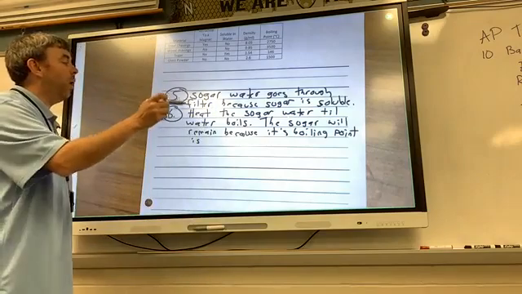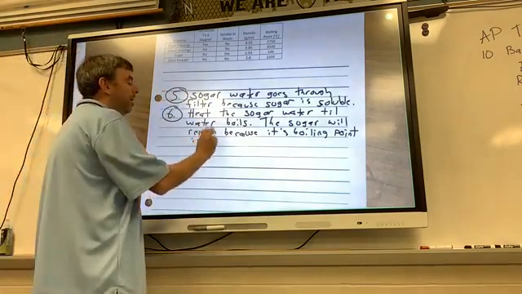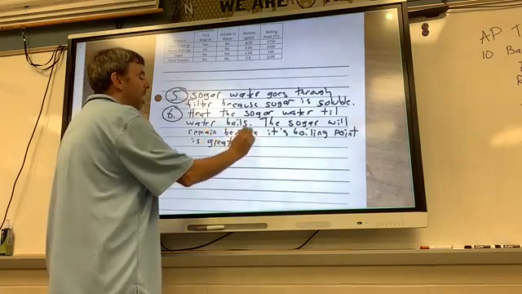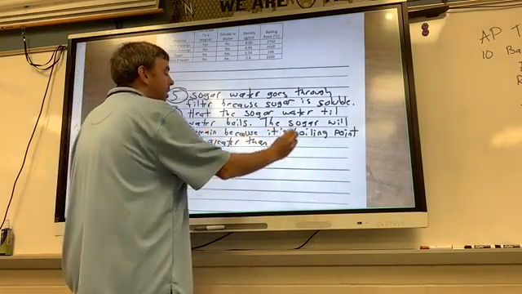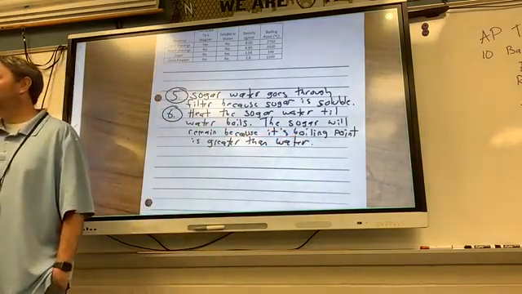So we said heat the sugar water till water boils. The sugar will remain because its boiling point is greater than water. Or you could say its boiling point is 146 degrees Celsius.